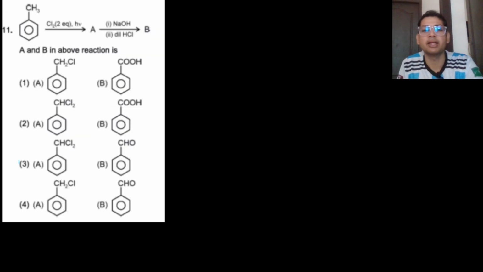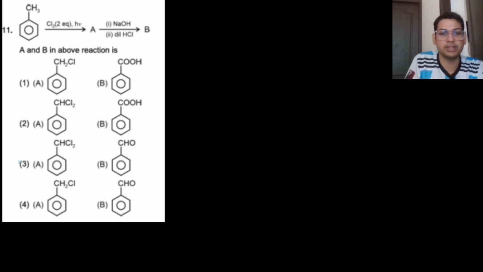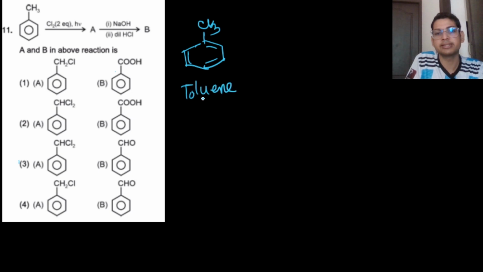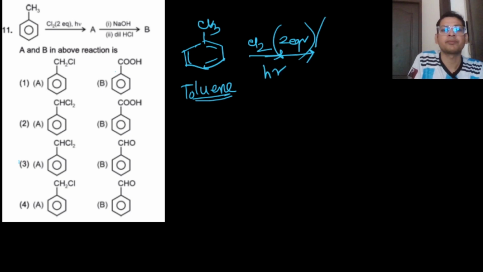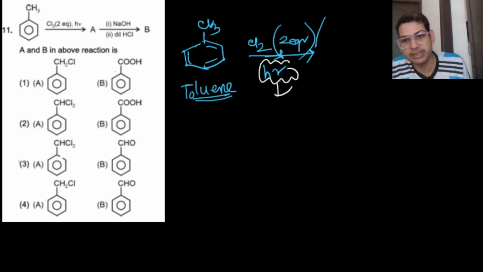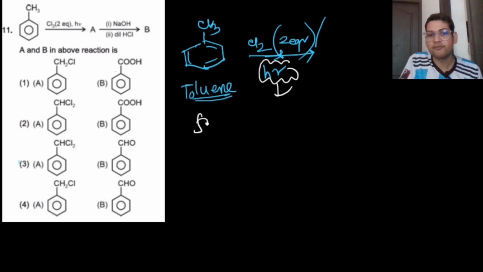Got it? Okay. Now this question, I love this question. It might be a tricky one, but yes, you can do it. Toluene is given to me, with CH3. It is given Cl2, 2 equivalent, and this 2 equivalent will be helpful, in presence of h nu. Whenever the reaction is in presence of h nu, that means it is a free radical mechanism.